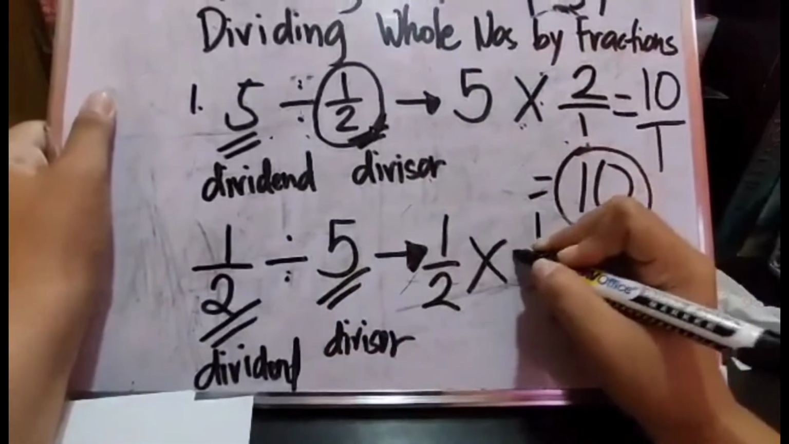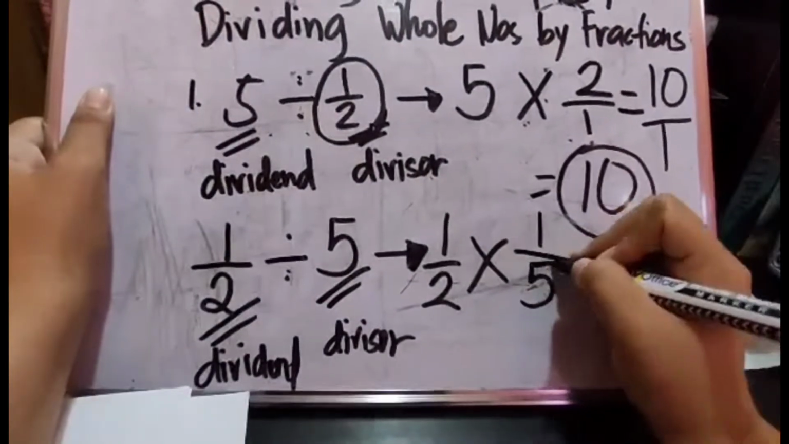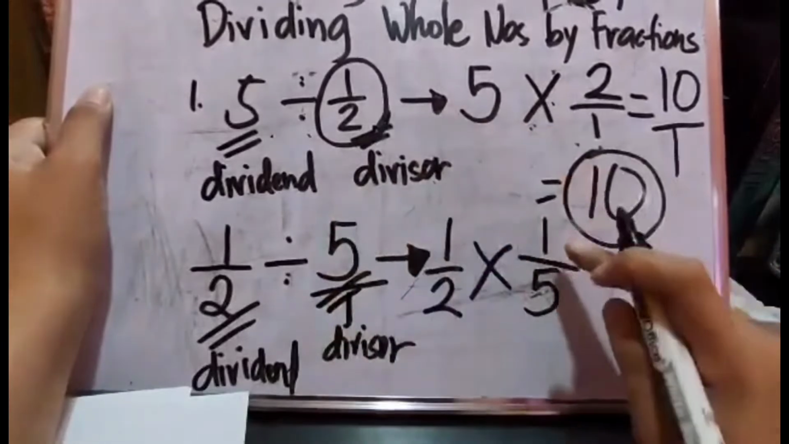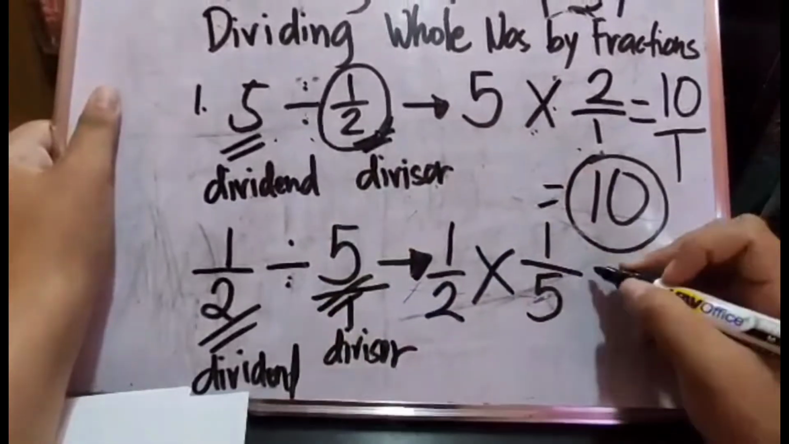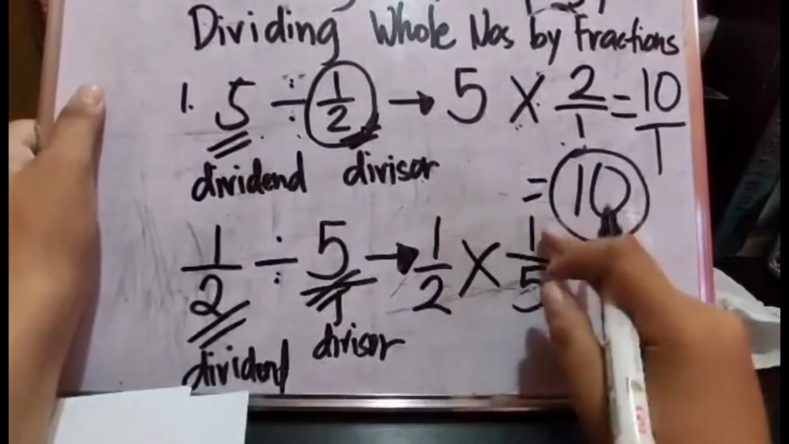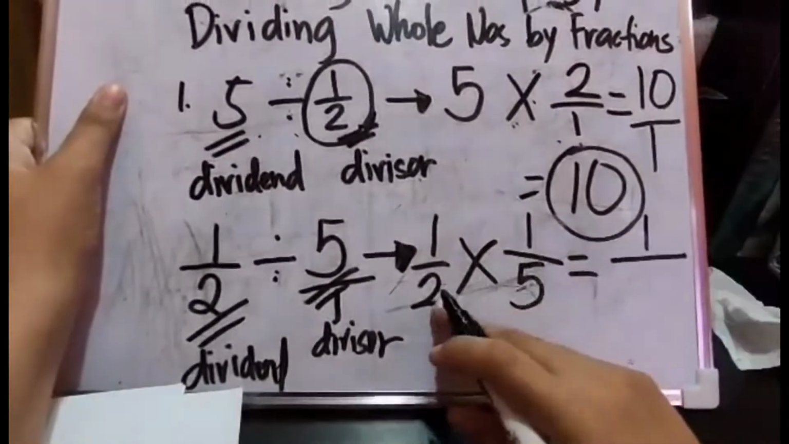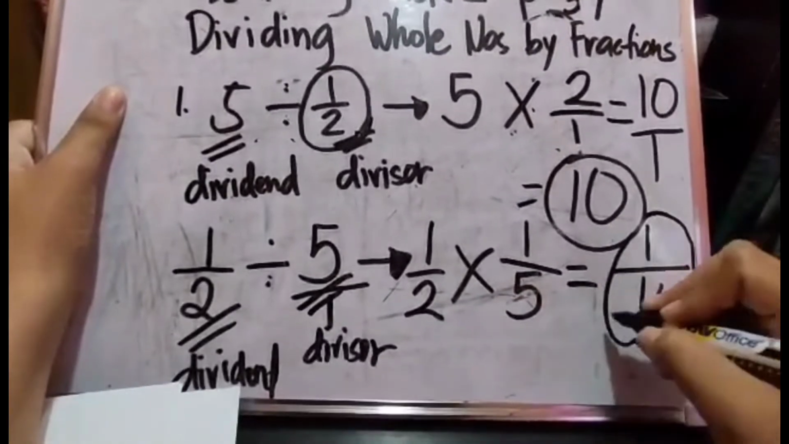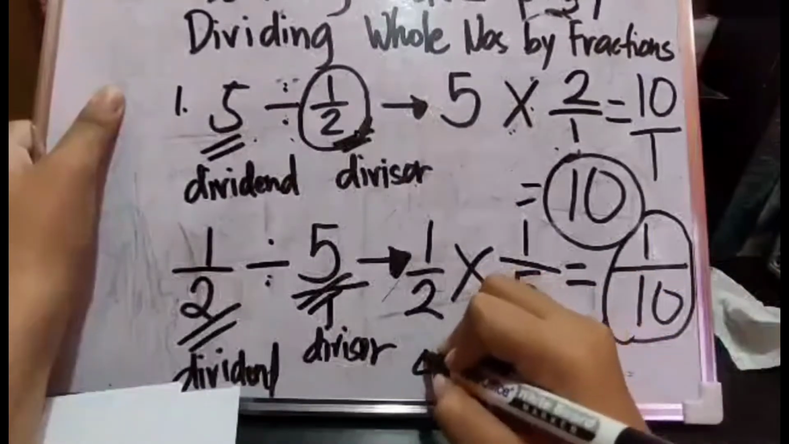So, 1/5. Kung kayo nalilito, pwede nyo lagyan ng 1, bago nyo siya baliktarin. Okay. Ano na tayo? 1/2 times 1/5. 1 times 1 equals 1. 2 times 5 equals 10. And this is your answer for this number sentence.